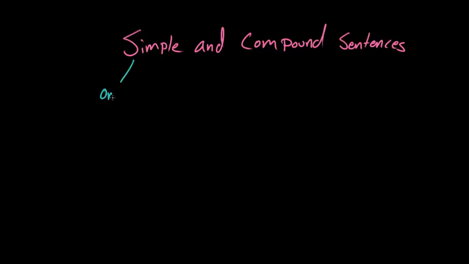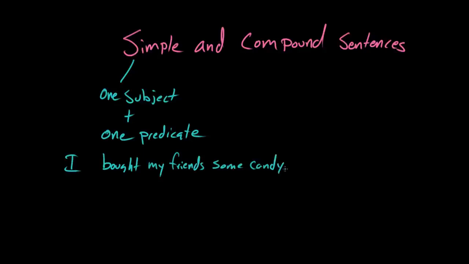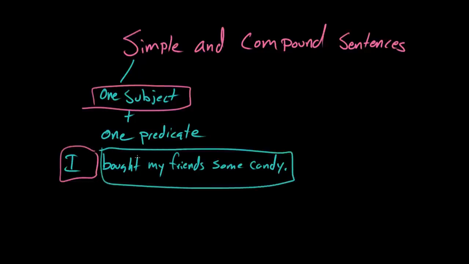A simple sentence consists of one subject and one predicate. And that's it. Right. So in the sentence, I bought my friends some candy. All right, we got our one subject, I, and then we have our one predicate. Bought my friends some candy. Now, all of this together is what we'd call an independent clause.